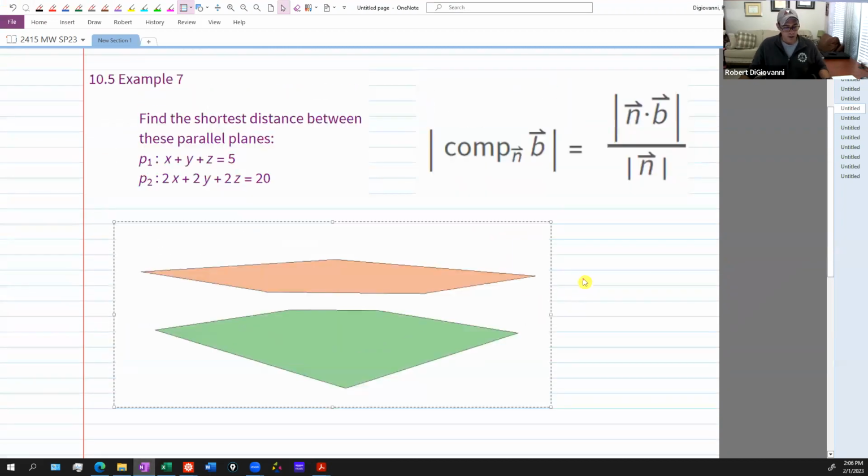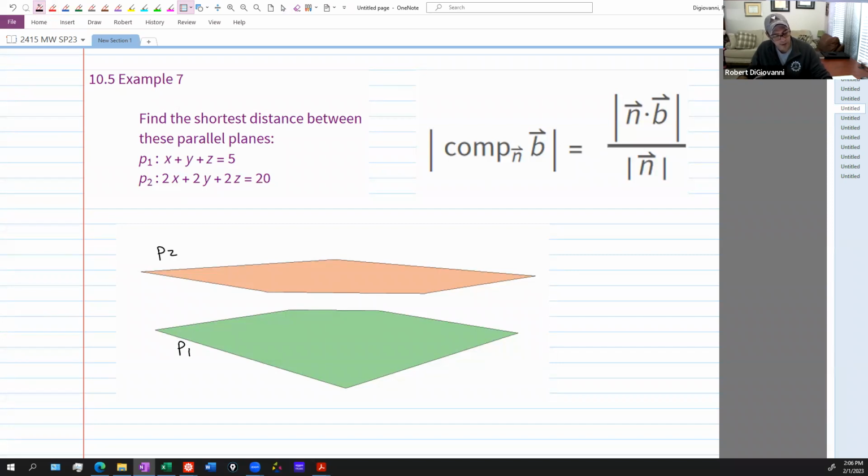All right, so just for the sake of simplicity, let's call the plane down on the bottom plane 1 and this one plane 2. It really doesn't matter if I've got those in the right order, because remember, in three-dimensional space, you can just move around and it'll look different, right? So just for simplicity, let's call the bottom one, the green one, plane 1, and the top one, plane 2.